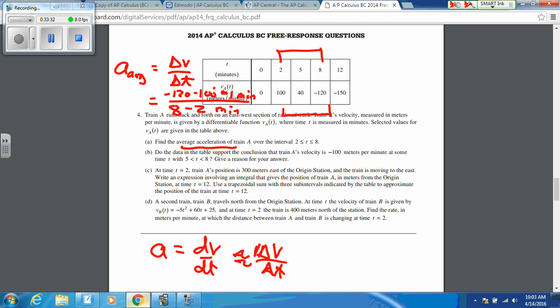Now let's contrast that with, find the average velocity of train A over the interval, blah, blah, blah. Finding the average velocity, v average, would be a matter of averaging all of these values because they are velocities, not these values. That would be a matter of adding them up, which we do with an integral or an estimate for an interval, and then dividing by the total width there. So that would be represented as 1 over 8 minus 2, integral from 2 to 8 of velocity.